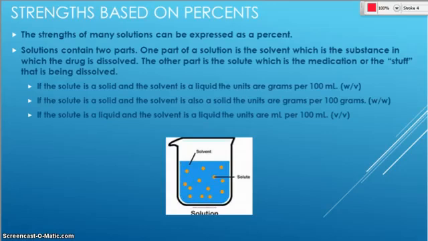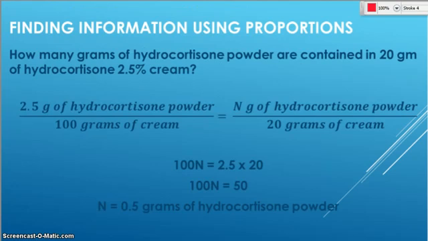When we talk about strength and we refer to it as a percent, it's always per 100. So if the solvent is a liquid, it's always per 100 milliliters. If the solvent is a solid, it's per 100 grams. So keep those things in mind as we talk about these next problems.